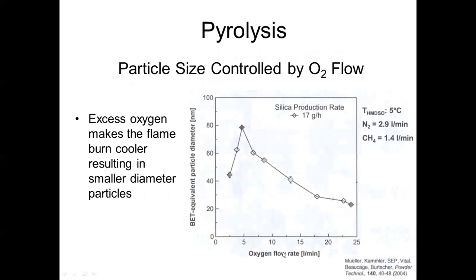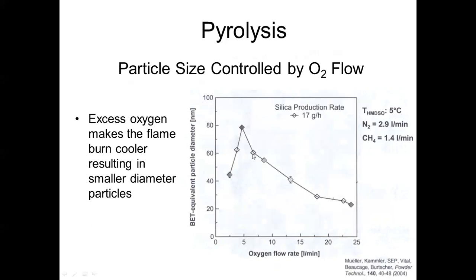When we look at the oxygen flow rate in a given standard burner design, we can look at the size, and as we increase the oxygen flow rate, we hit a peak here at 5 liters per minute. Then as we go beyond that, to like 10 liters per minute, the size of the particle, because it's now in a diluent phase, is actually going to be smaller. So as we add oxygen to the process, our particle is going to get smaller.